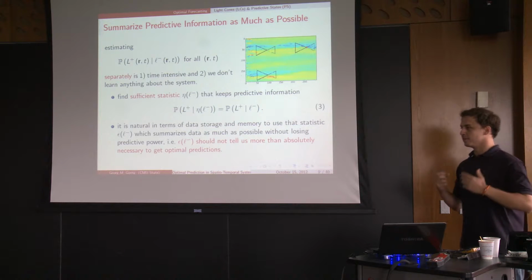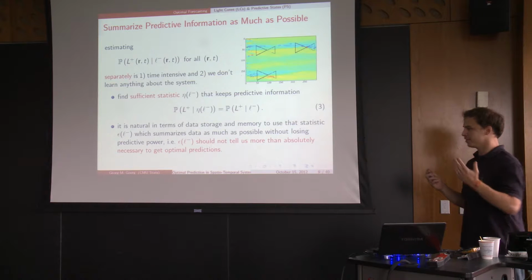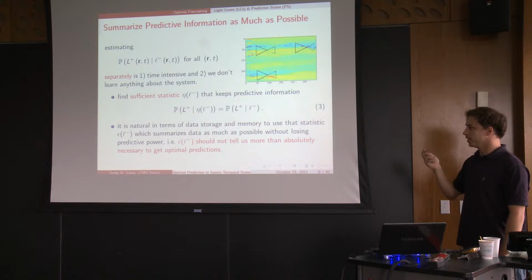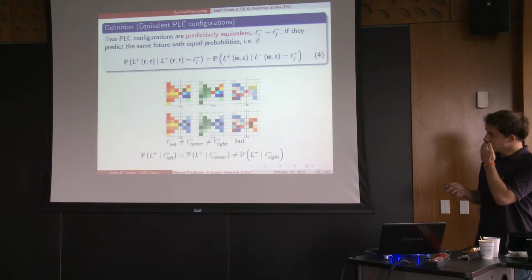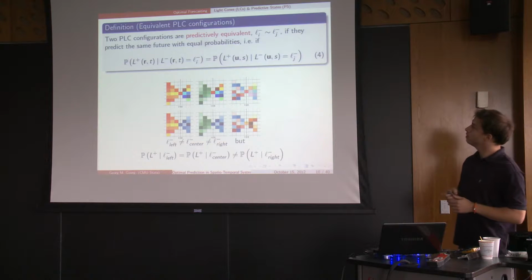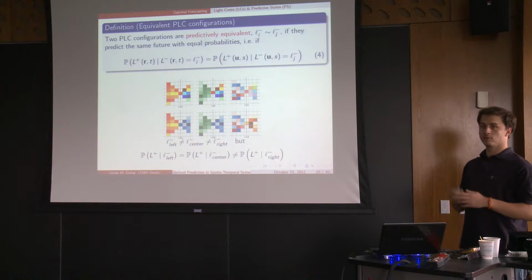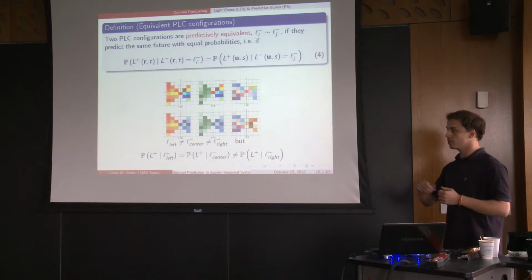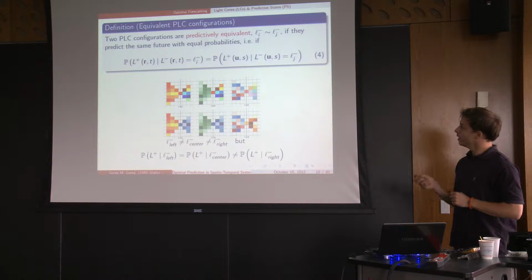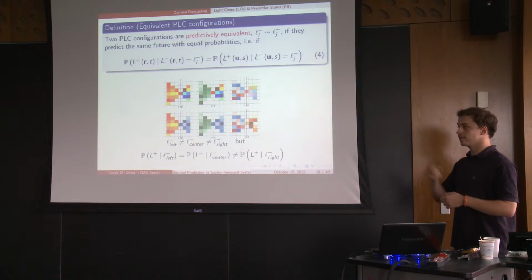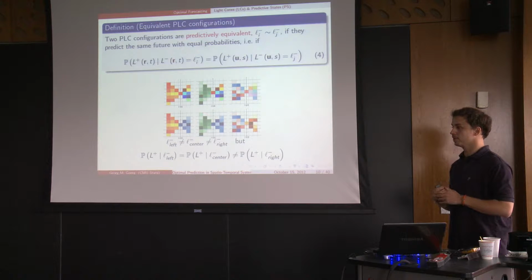Of course, nobody tells me what this function is. Right? I don't know eta. I don't know epsilon. I only know L plus and L minus. That's in the data. So how can we construct it? We first need this definition, which says two past light cones are equivalent if they predict the same future with equal probabilities. Meaning the conditional distribution conditioned on Li, if that is the same as conditioned on Lj, then we say that Li and Lj are predictively equivalent.